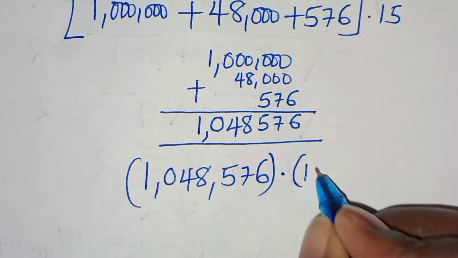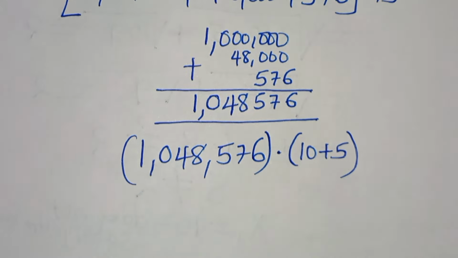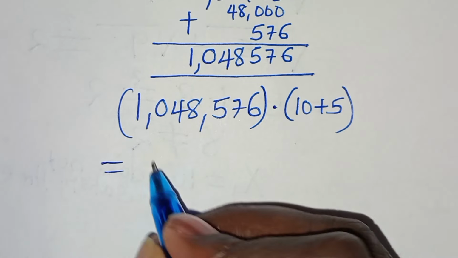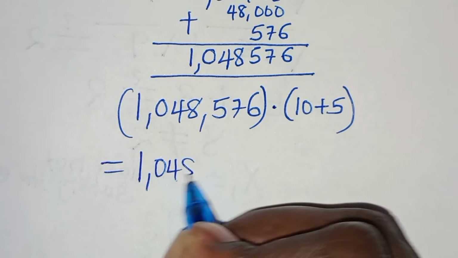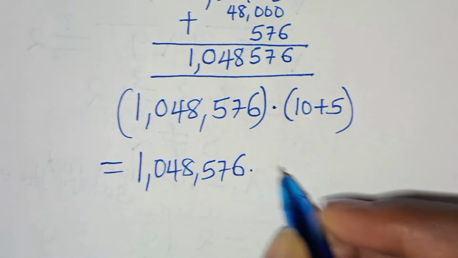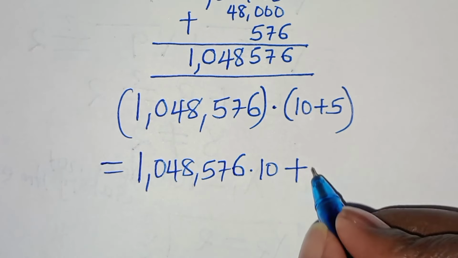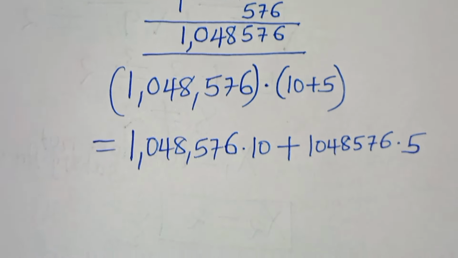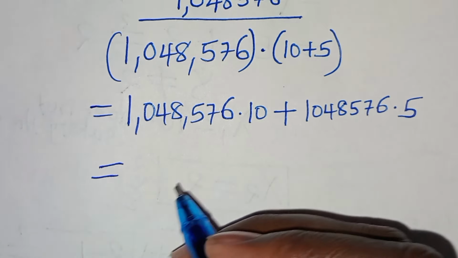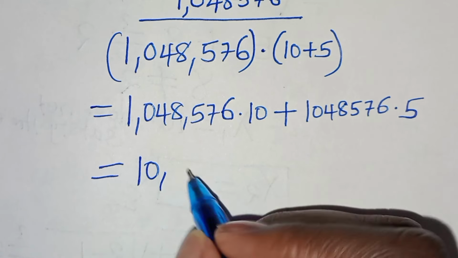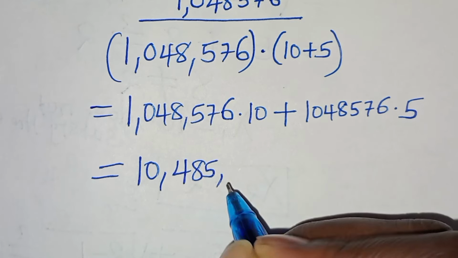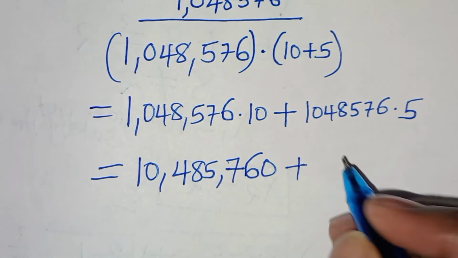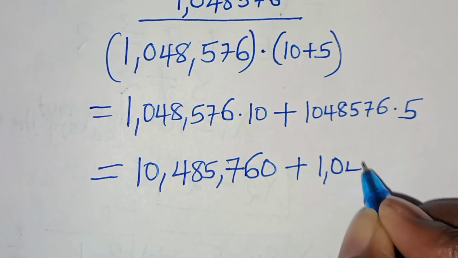We can express 15 as 10 plus 5. So this means that 1,048,576 times 10 is equal to 10,485,760, then plus we have 1,048,576 multiplied by 5. Now, let's multiply this, 1,048,576 times 5.